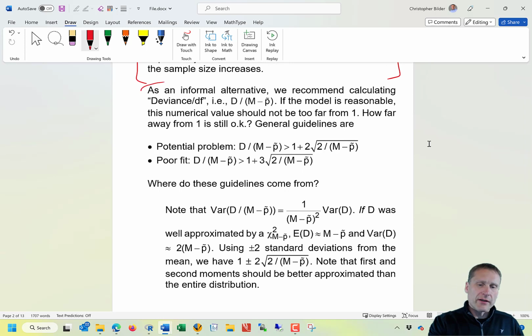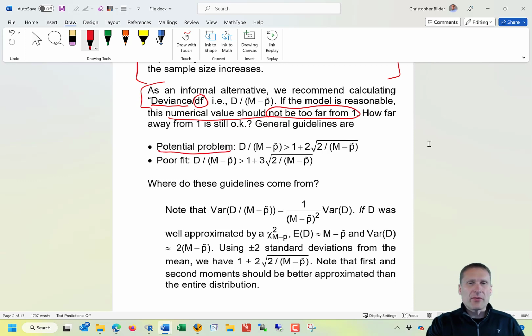Alternatively, an informal measure of goodness of fit is as follows. Take your residual deviance divided by its corresponding degrees of freedom, which would be the number of observations minus the number of parameters being estimated. If this model is reasonable for the data, then this numerical value should not be too far from 1. You might be saying, how far is too far? Here are some general guidelines.